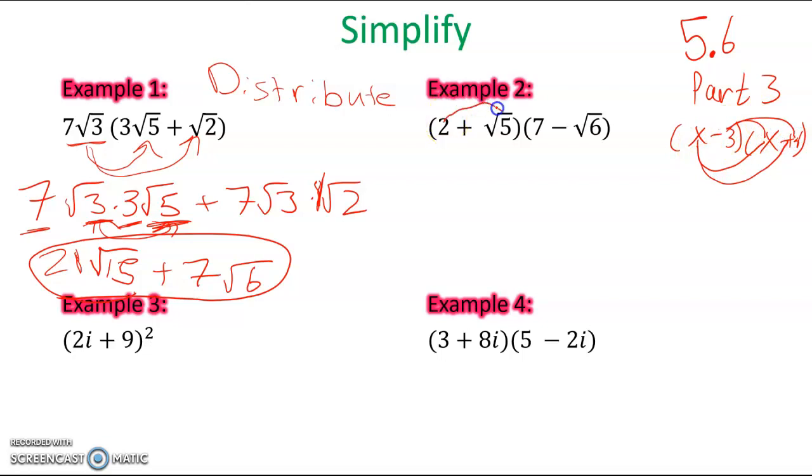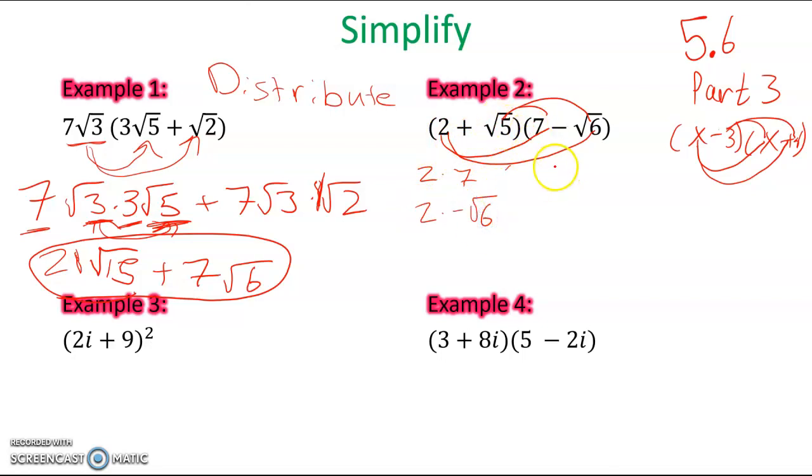We're going to distribute the 2 to the 7 and the 2 to the negative square root of 6. And then we're going to distribute the square root of 5 to the 7 and to the negative square root of 6. So let's go ahead and do that. I'm going to do 2 distributed to the 7. That's just going to give me 2 times 7. And then this one, right? I'm going to write these down in steps. So then 2 times the negative square root of 6.